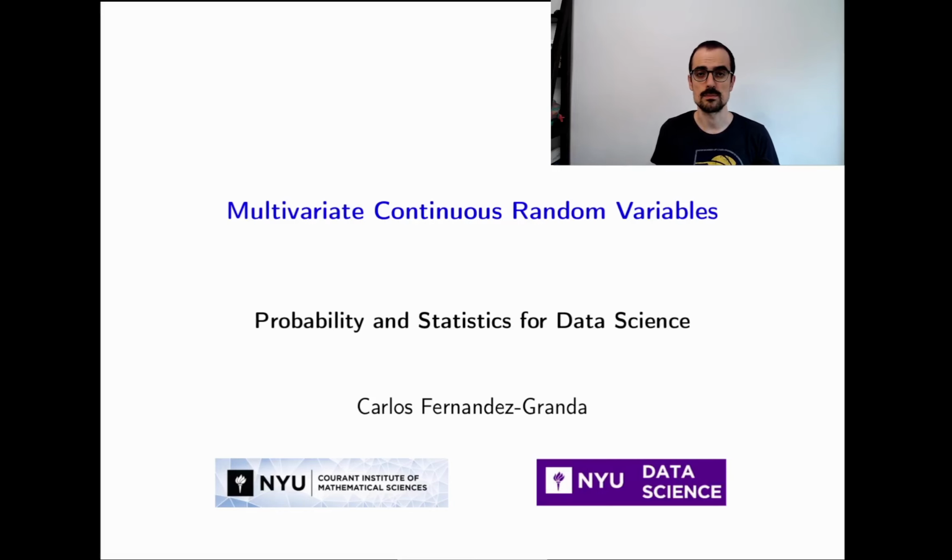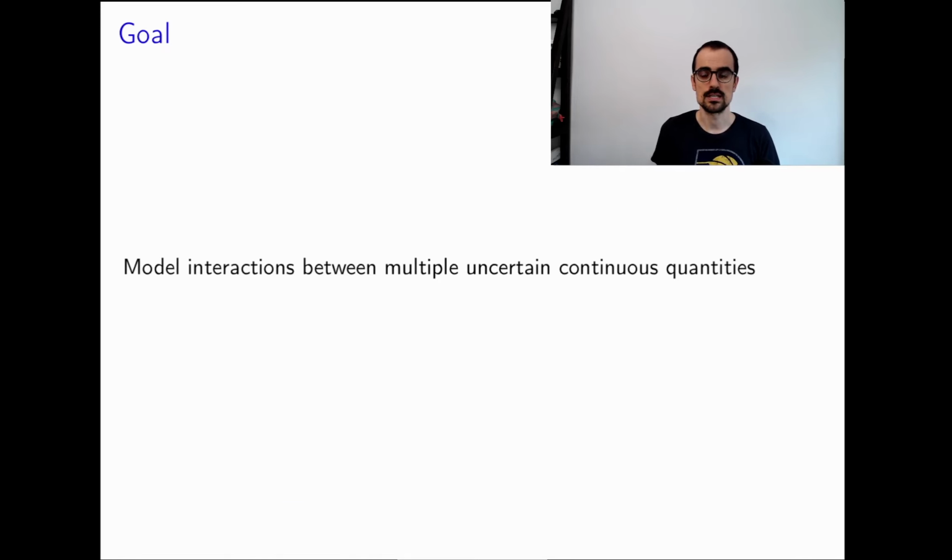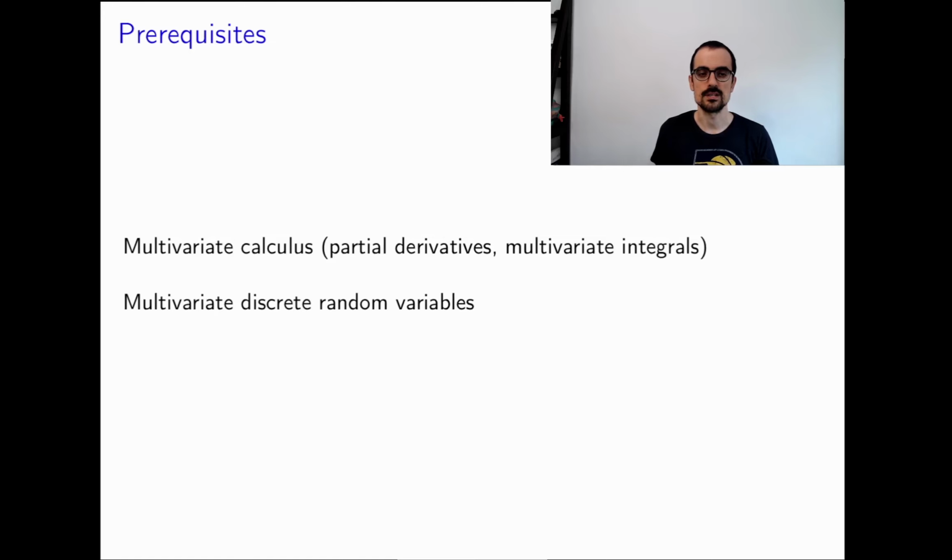Today we're going to talk about multivariate continuous random variables. The goal is to learn how to model the interactions between multiple continuous quantities that are uncertain. The prerequisites for this material are multivariate calculus, including partial derivatives and multivariate integrals, and also multivariate discrete random variables.